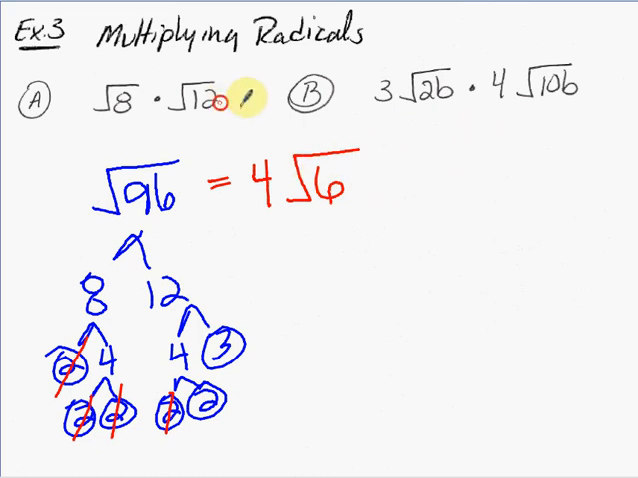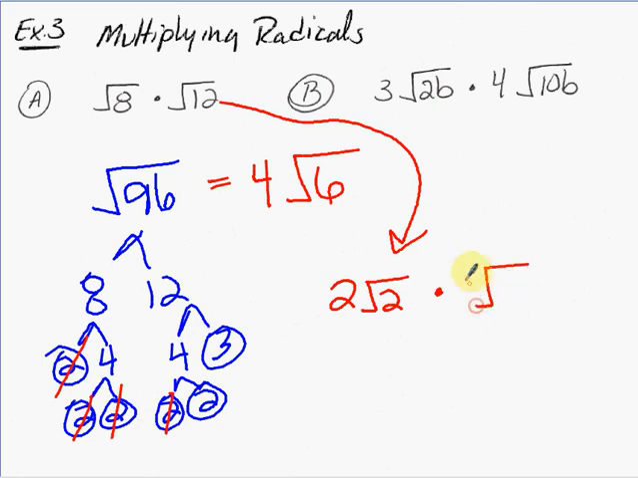Another way we could have done this, I'm going to draw an arrow to show that I'm starting with this original problem. The square root of 8, I could have simplified that into 2 root 2 using a tree. And square root of 12 is 2 root 3. And then if I were to multiply those two together, I'd get 4 root 6, which you see that's the same answer. So you can multiply and simplify after the fact, or you can simplify and then multiply and get an answer that way. Now, if you simplify and then multiply, you may have to simplify even after that fact. So be careful that your answer is simplified.